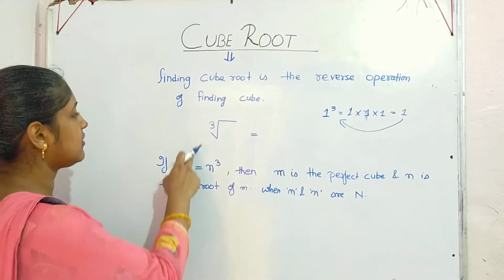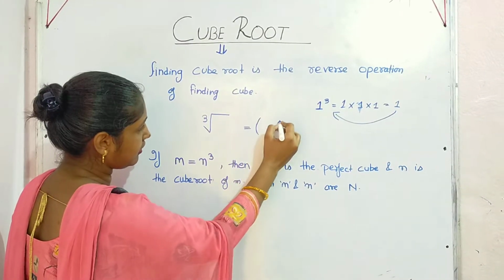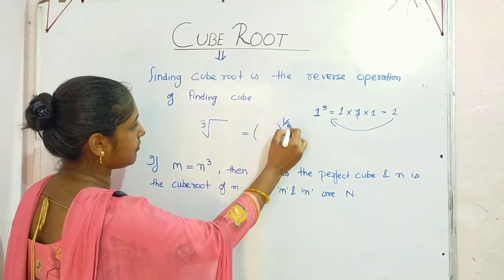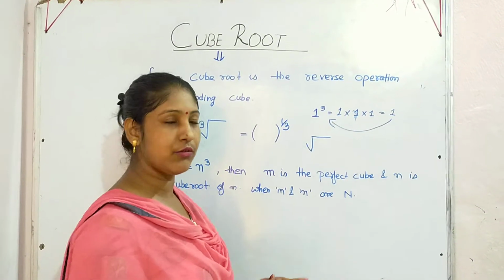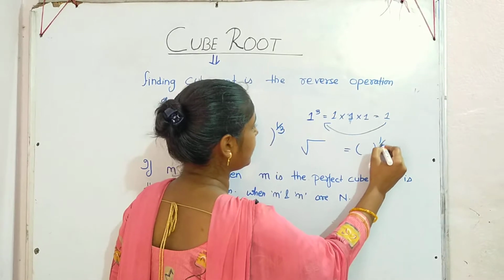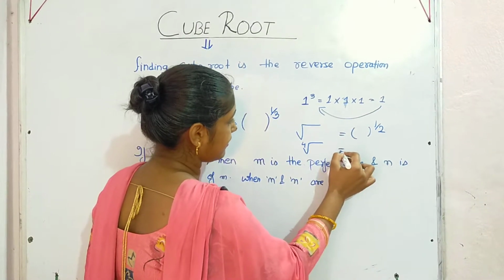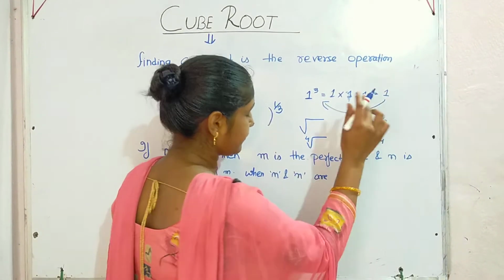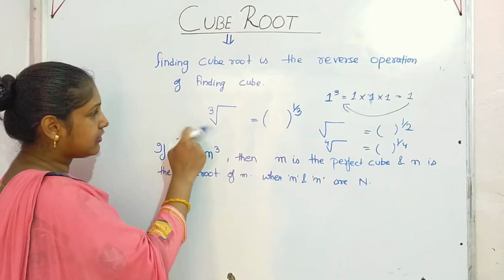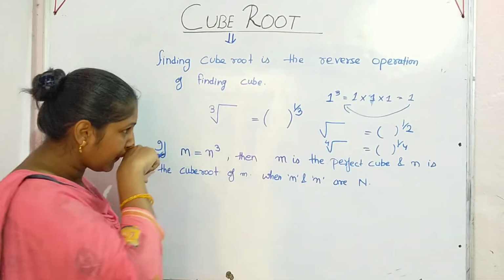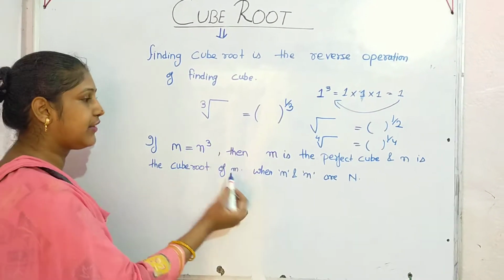The symbol of the cube root is the radical sign with power 3. When we write this symbol on any number, it means we can write it as power 1 by 3. For example, the square root symbol means power 1 by 2. Same as when we write the radical sign with power 4, it means power 1 by 4. And when we write the radical sign with power 3, it means cube root, and its value is power 1 by 3.